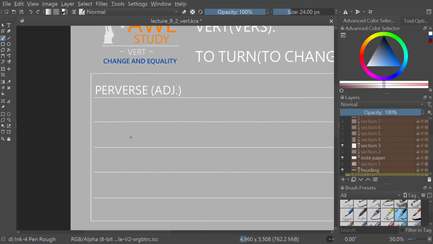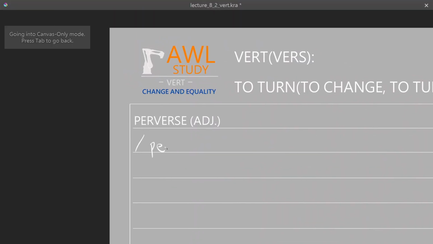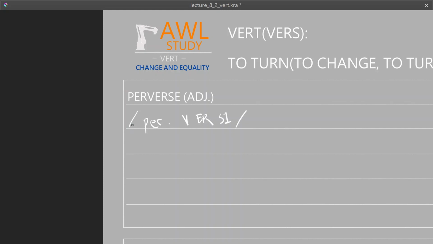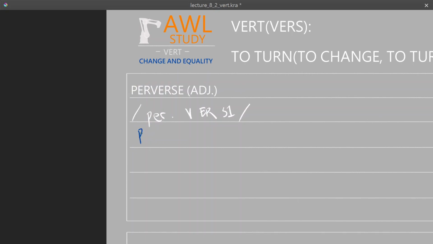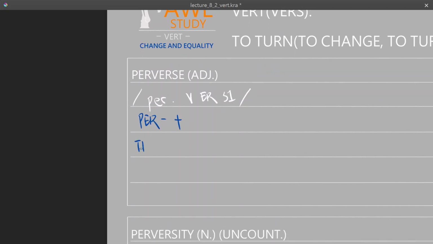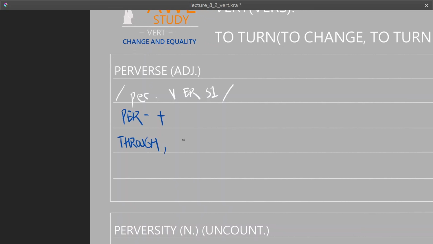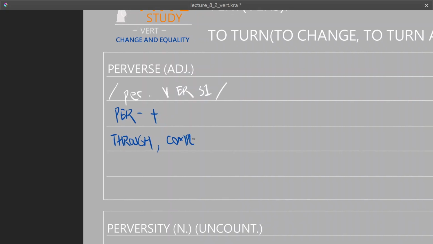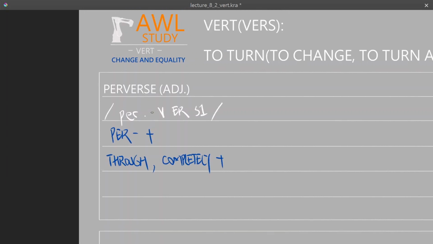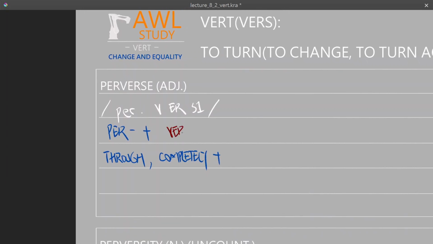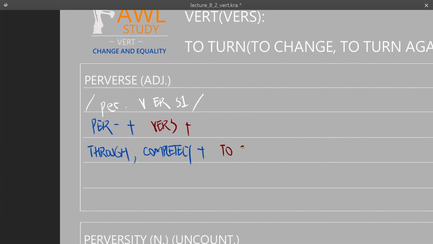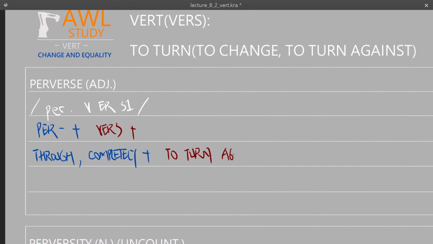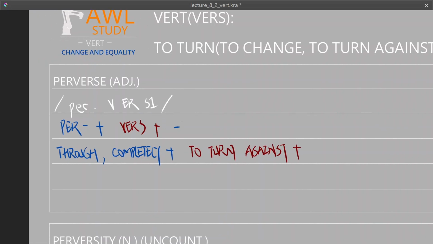Next we have perverse. We have the prefix per, meaning through or completely. That's an intensifier, completely. And we have the root verse, meaning to turn against. And lastly, we have the silent final E.